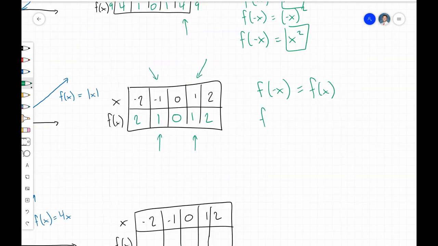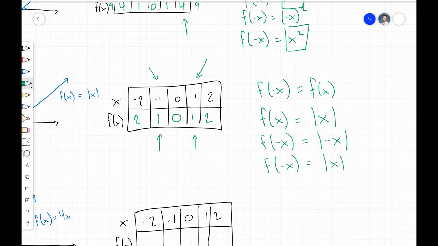So we know that f of x is equal to the absolute value of x. And so we're going to see if f of negative x is the same. That means we would be finding the absolute value of negative x. And we know that a negative with absolute value would just become positive. So that means f of negative x is equal to the absolute value of x. And so we get the same thing. In other words, f of negative x equals f of x. So this is an even function.